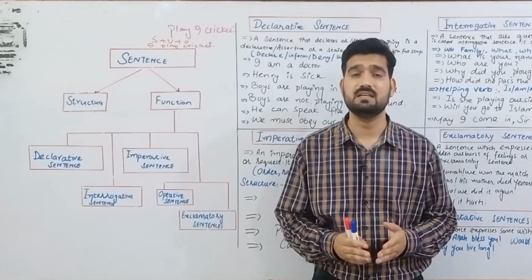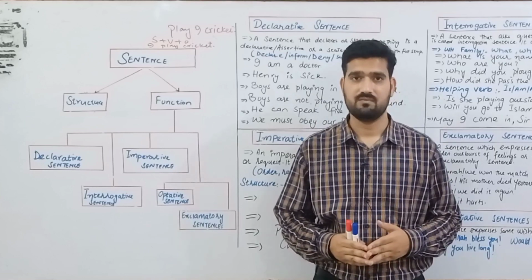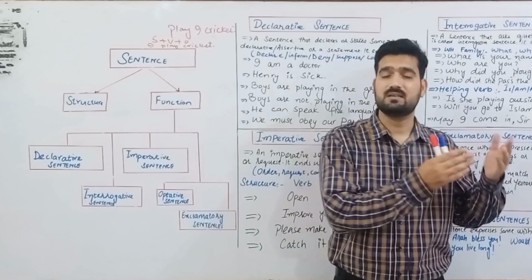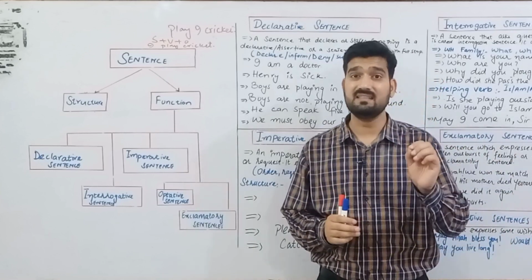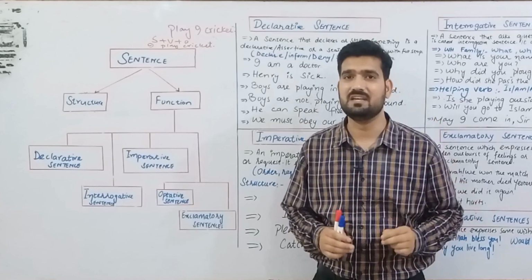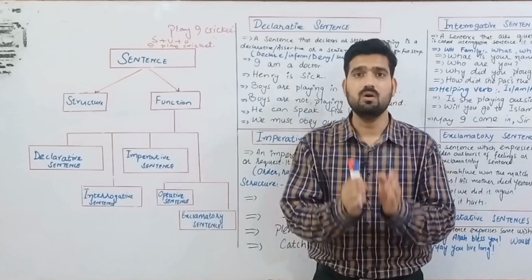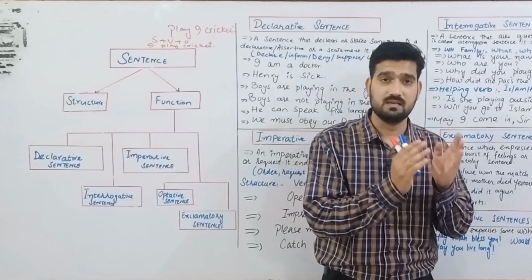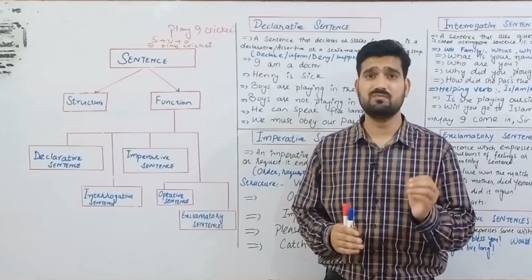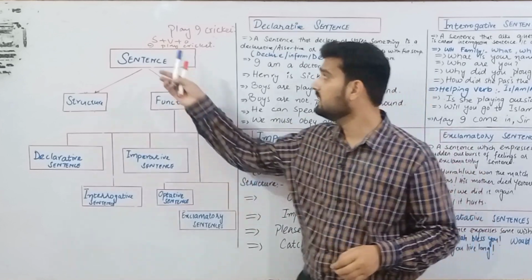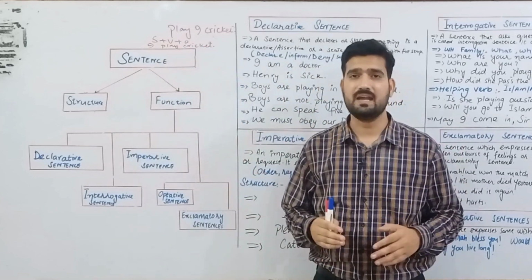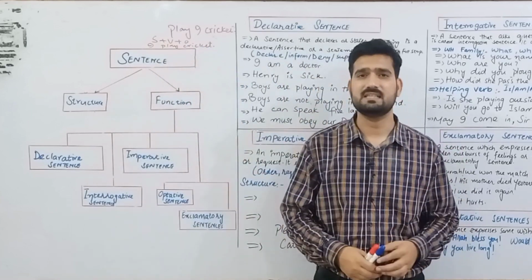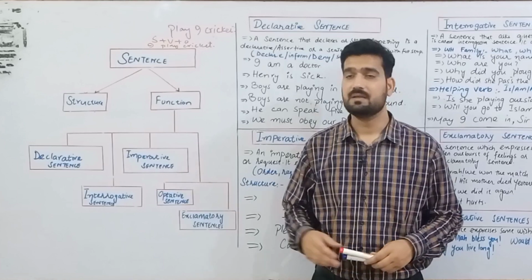The first condition is that it should be a group of words. For example, play, I, cricket. Does it make any sense? No. For that, we put the second condition: it should follow standard English sentence structure, which is subject, verb and object. It is not compulsory to add an object every time. We can make a sentence with a subject and a verb.